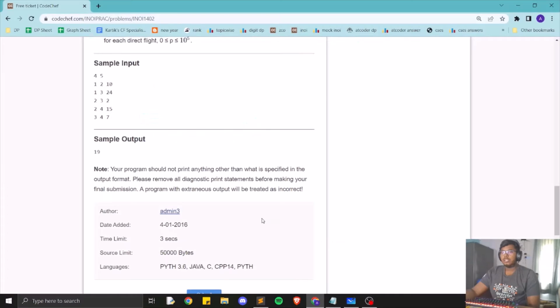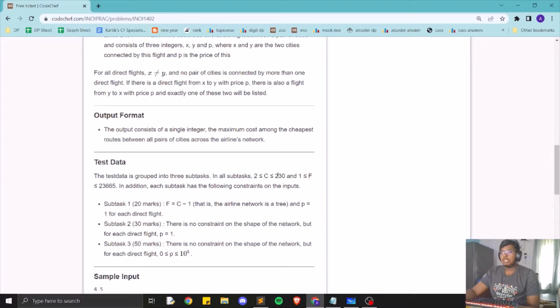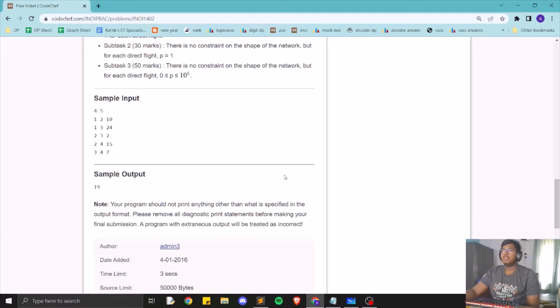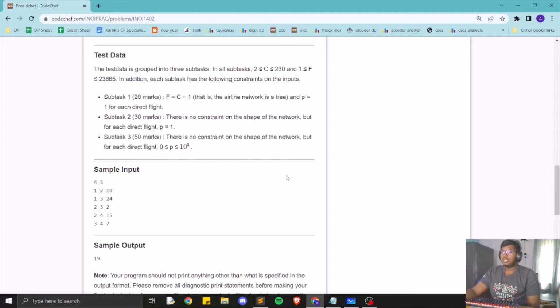So let's see here. The number of vertices is 230 here. So let us consider this as 10 to the power 2. Then O of V cubed means O of 10 to the power 6, which is very well under the time limit of 3 seconds. And so the program will run without any problems.